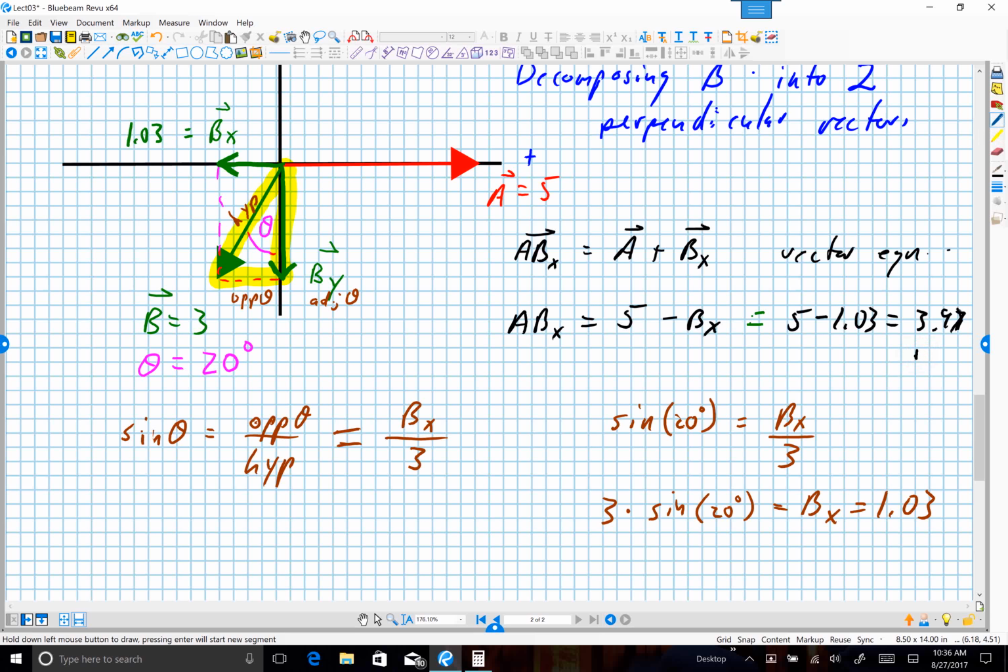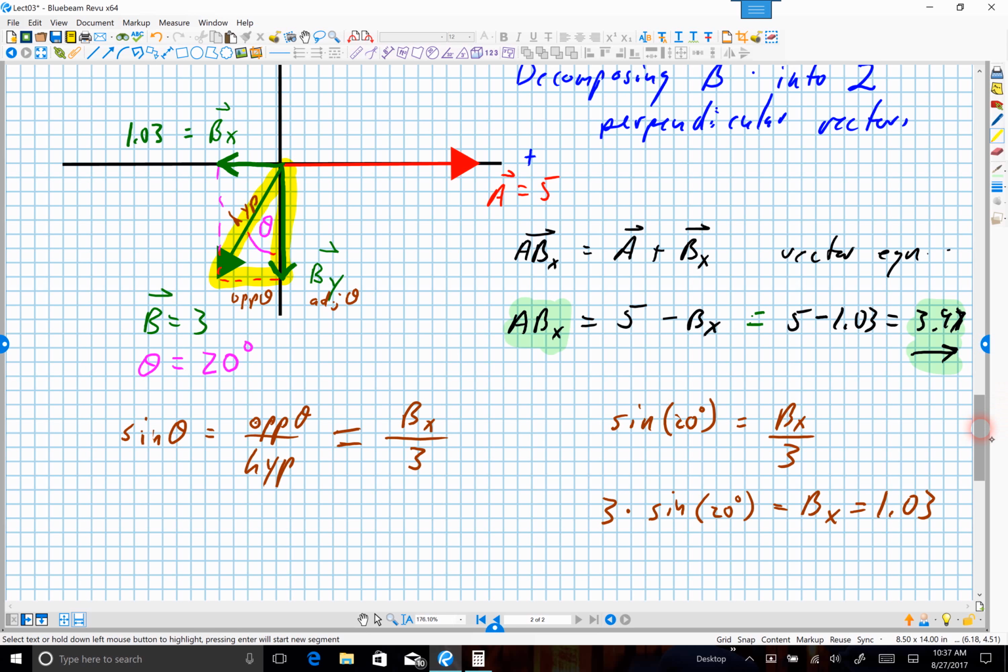So this is going to be, I'm just going to put a little arrow here to say 3.97 to the right. Right? And then let me just highlight this as a result that I'm interested in. That's ABX. Okay, 3.97 to the right. Okay, so I've got ABX.